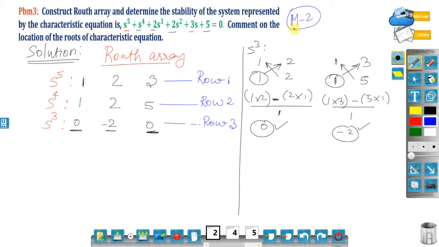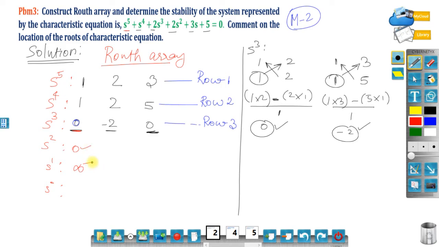So let us assume we have a 0 entry here. If we proceed with the same 0 value, then in the subsequent rows, s power 2, s power 1, s power 0, we will get either a 0 entry or an infinity entry, because we have a 0 entry. If you multiply, subtract or divide by 0, we get either 0 or infinity.